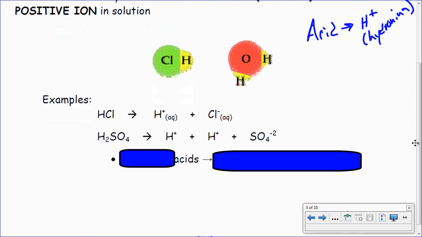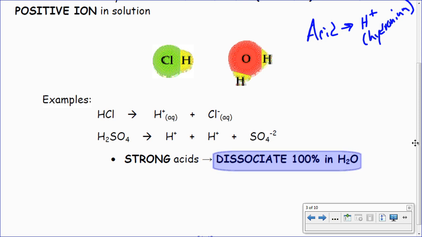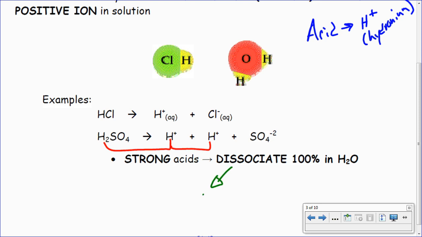Now, examples. HCl makes H+ aqueous and Cl negative. H2SO4 makes two H's and an SO4. So strong acids dissociate 100%. And dissociate means to break into the positive ion and the negative ion. Strong acids dissociate 100% in water to produce H+ and whatever else negative.